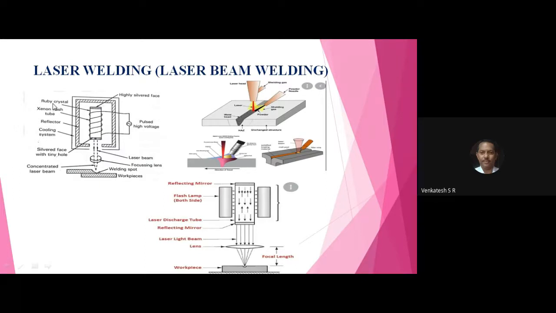Remember, ruby crystal. If you provide the electric current, the ruby crystal produces radiation. That radiation is utilized for welding of the two workpieces. The radiation is called laser, light amplification by stimulated emission of radiation, laser.